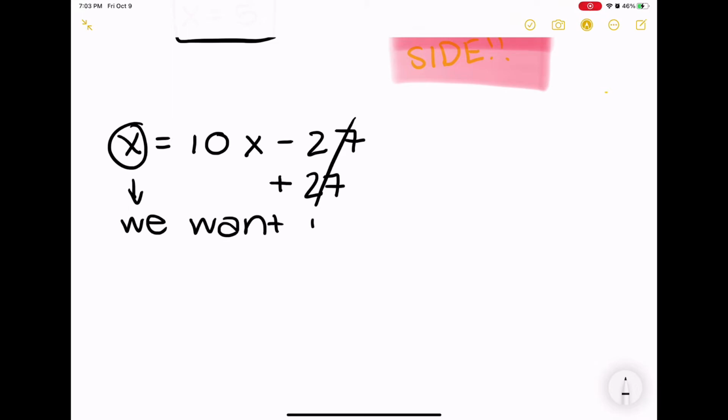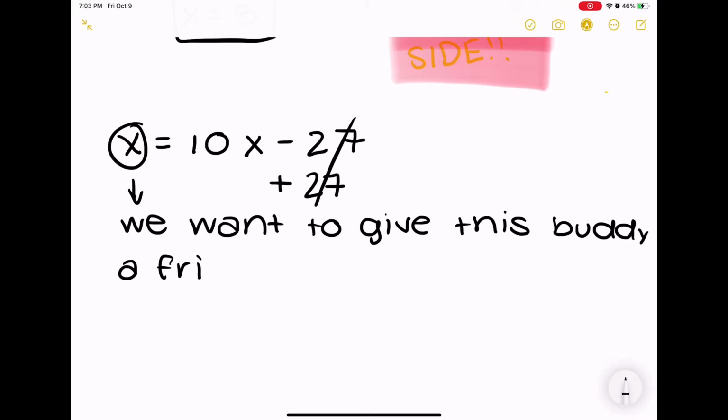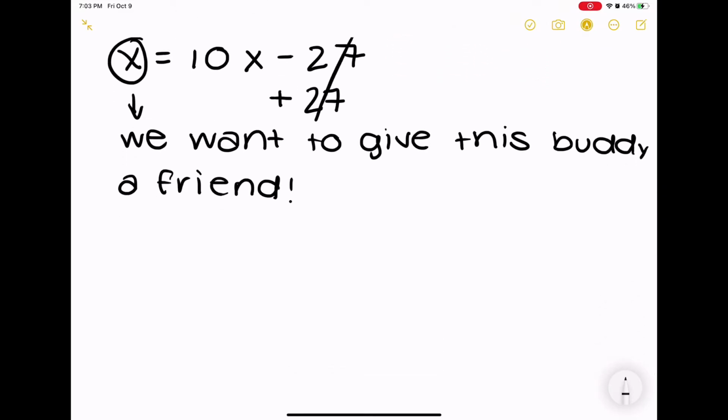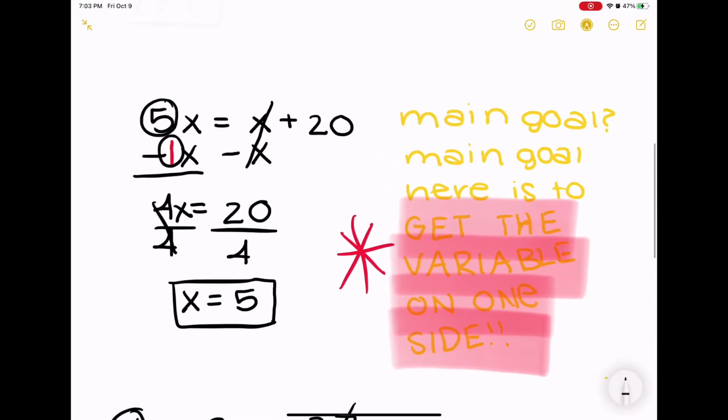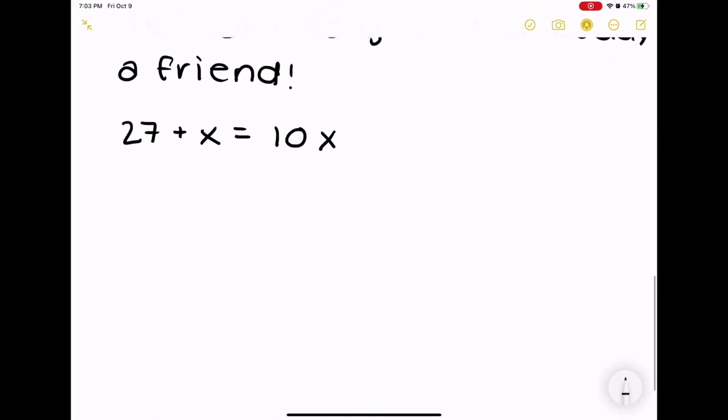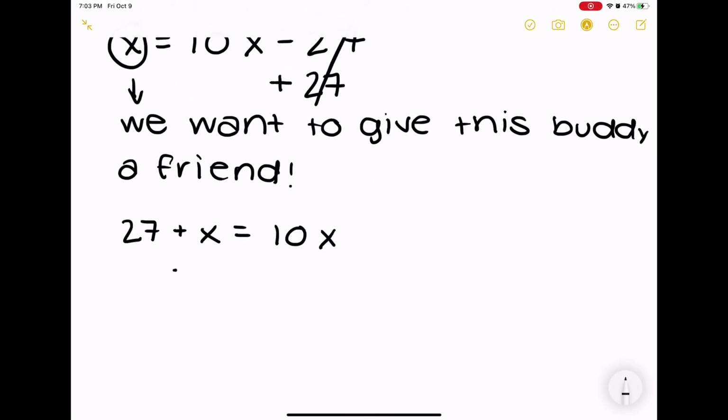Well, why? We want to give this little buddy a friend. That's how you can remember it. If the variable is just by itself, you kind of want to give this buddy a friend, just like we all want friends to hang out with us, correct? So after you give that buddy a friend, or just add the number, you're going to get 27 plus x is equal to 10x. Now we can do exactly what we did before: subtract x from both sides.